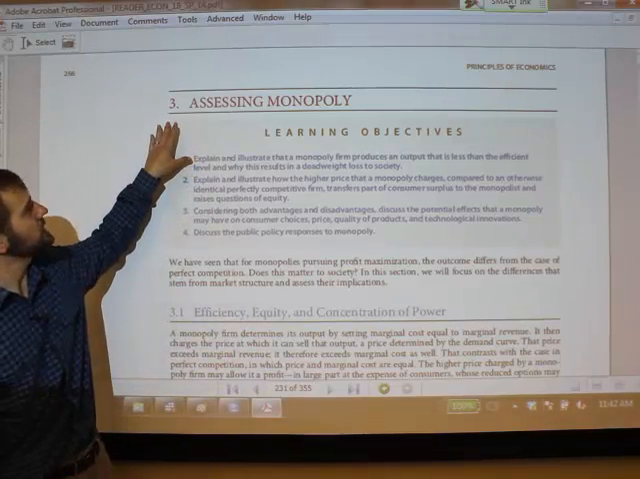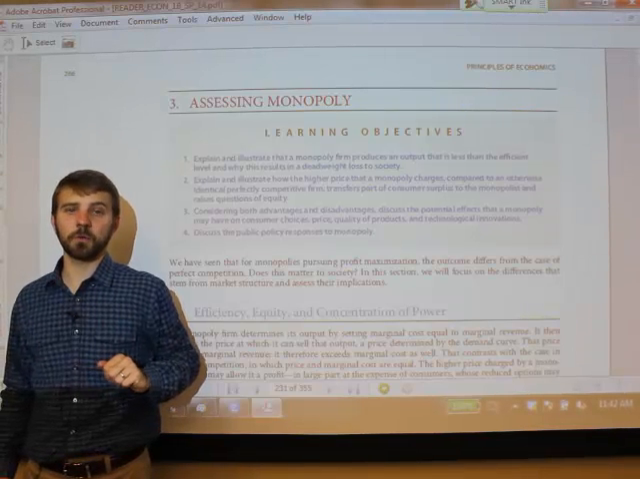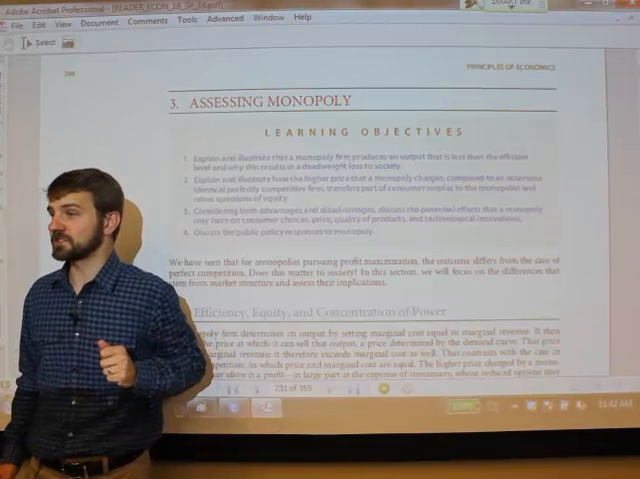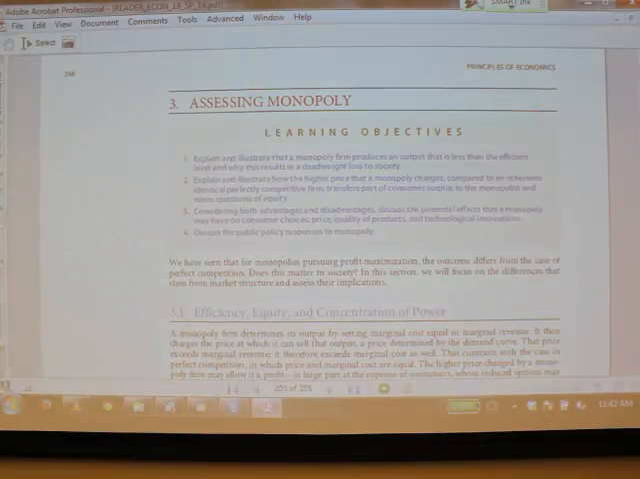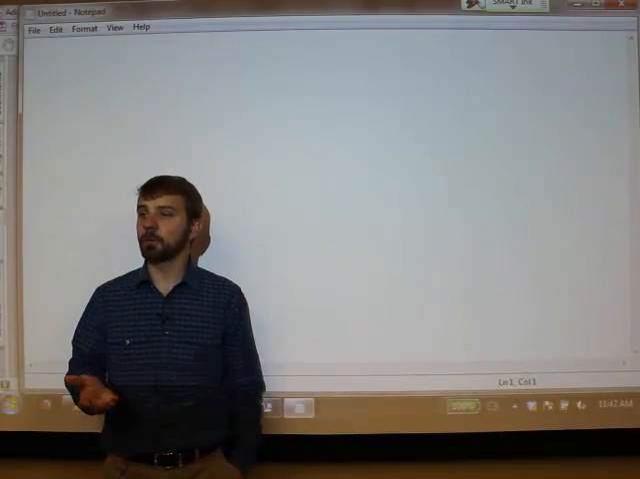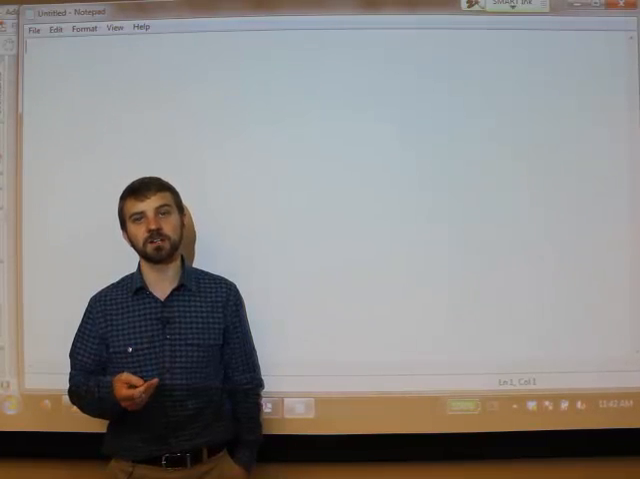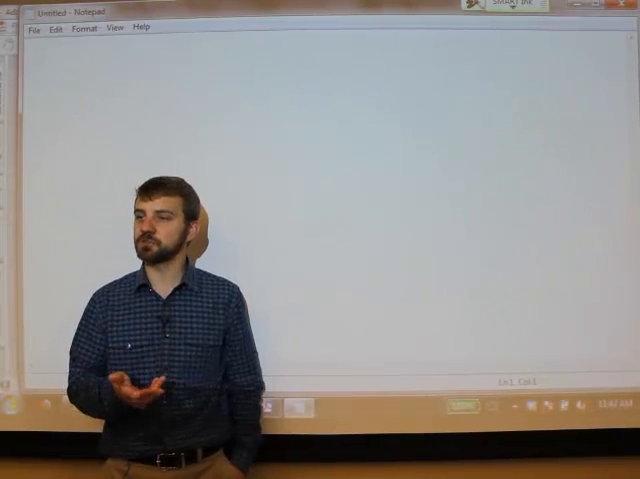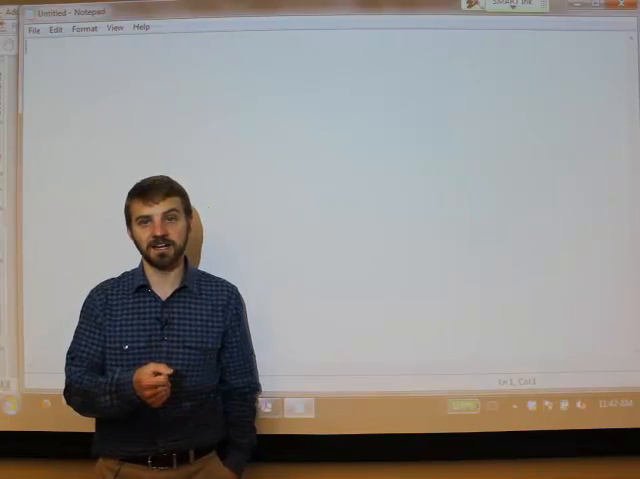Section 3 of Chapter 10 is on assessing monopoly. And in particular, we're going to ask the question, are monopolies good or bad for society in terms of social welfare? We developed these tools of consumer surplus and producer surplus in a previous chapter. It was in Chapter 4 that we developed the tools of consumer surplus, producer surplus, and total surplus. Now we're going to use these tools to answer the question of whether monopoly is good or bad for society. So first, let's revisit the monopolist's problem.